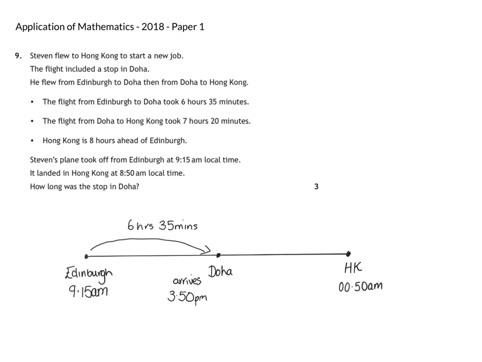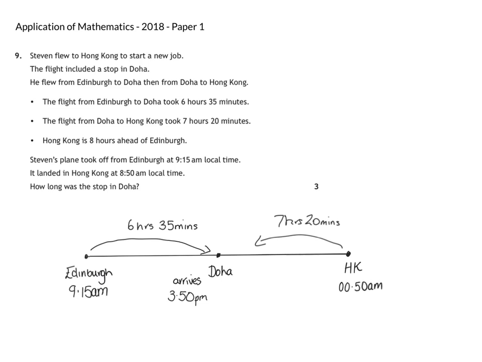We then need to work backwards from our Hong Kong flight. That took 7 hours and 20 minutes. So going back 7 hours and 20 minutes, we're going back from 10 to 1 in the morning. That's 7 hours 20 minutes. So go back the 20 minutes and it gets us to midnight. And then going back our 7 hours, we get 11:30, 10:30, 9:30, 8:30, 7:30, 6:30, 5:30.